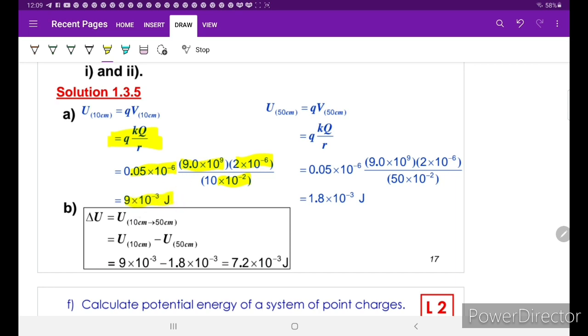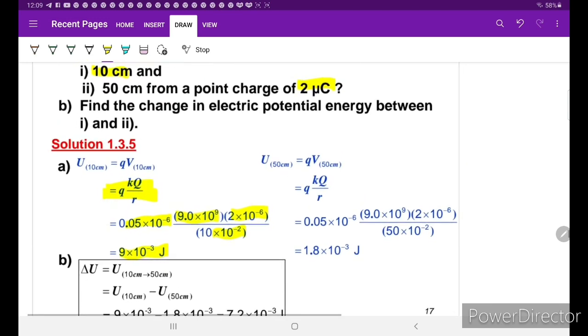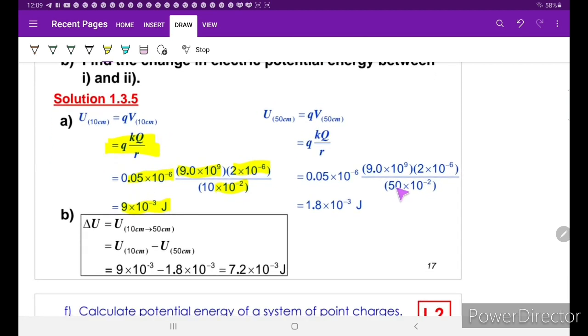For the second one, we just change the distance between them to 50 exponent negative 2 meter. So we have the second answer, 1.8 exponent negative 3 joule. All right, try to calculate this on your calculator. Is the answer correct or not?